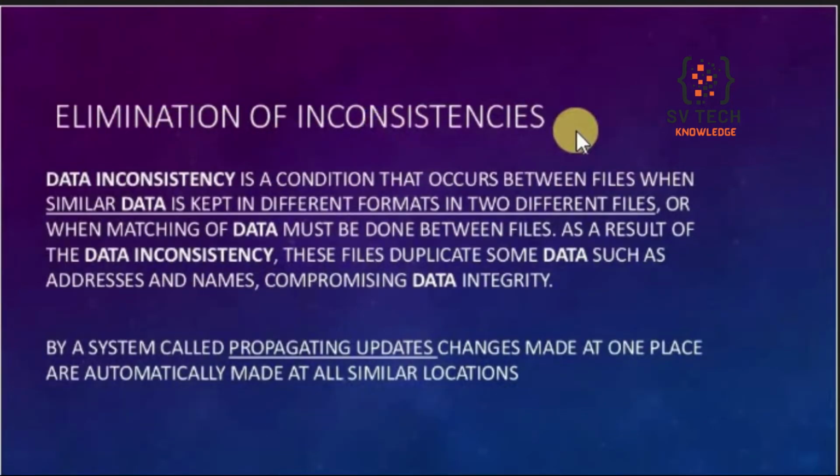Elimination of inconsistency. Data inconsistency is a condition that occurs between files when similar data is kept in different formats in two different files, or when matching of data must be done between the files. As a result of the data inconsistency, these files duplicate some data such as address and names, so compromising data integrity. By a system called propagating update, changes made at one place are automatically made at all similar locations. This is one of the major advantages of database management system.